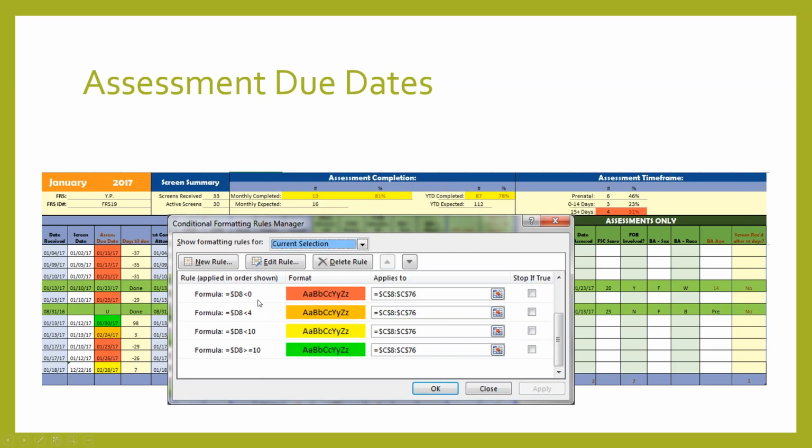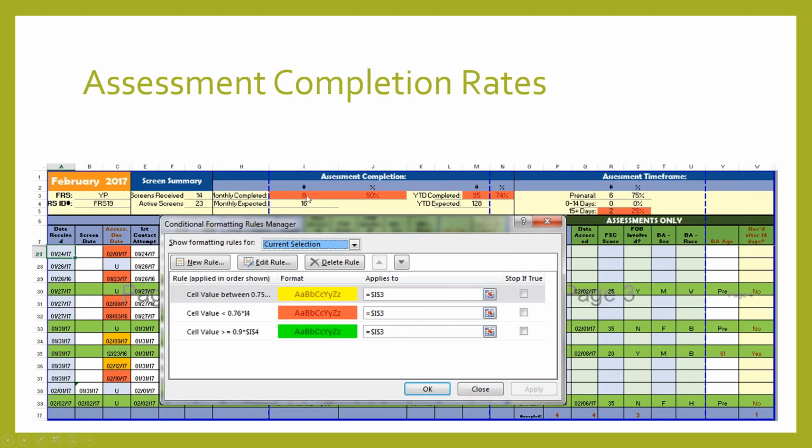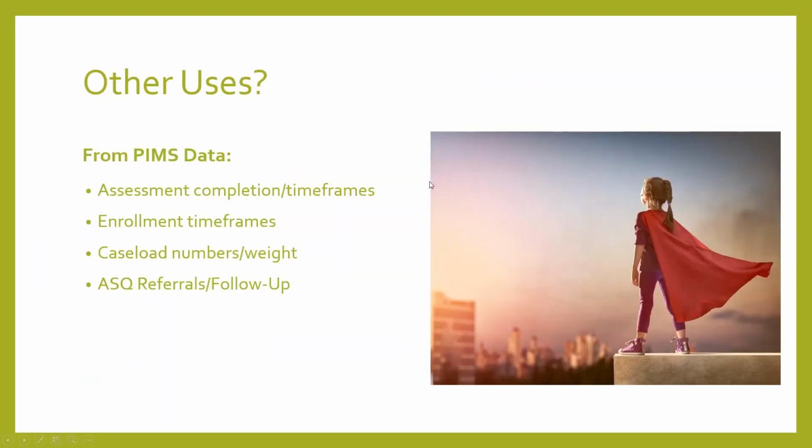So if it's already past due, it's red. If it's due within the next 4 days, then it turns orange. If they've got 10 days, it's yellow. And if it's more than 10 days, it's green. So again, it's a very easy visual way for them to see, okay, these are the ones I really need to concentrate on because they're about to expire, or these are the ones that I have a little bit more time on, so I don't need to worry about them yet. And again, we also use it for our assessment completion up there at the top.